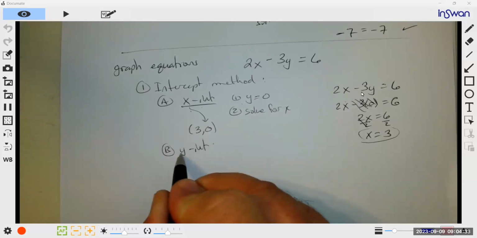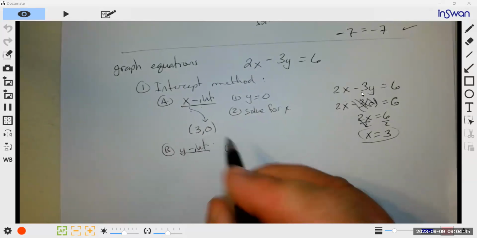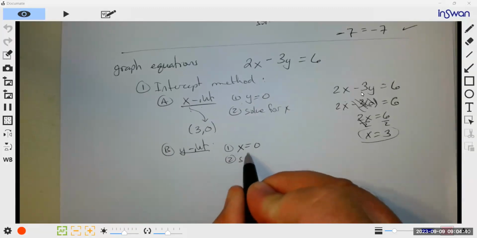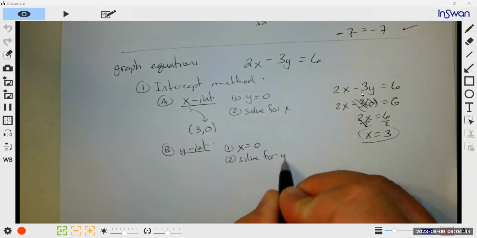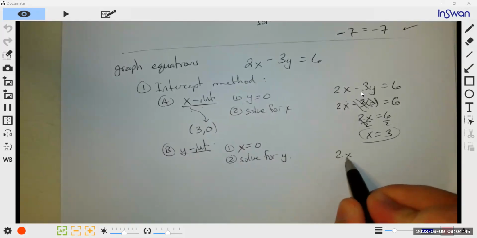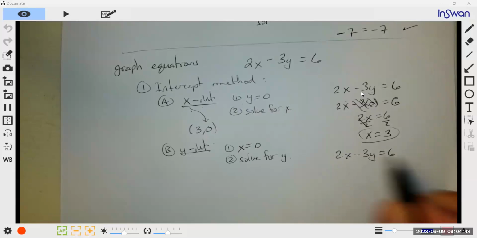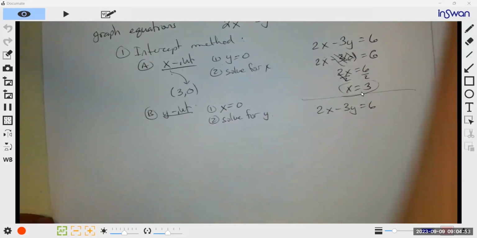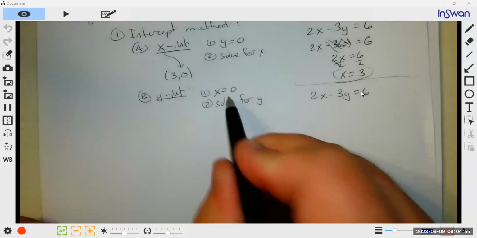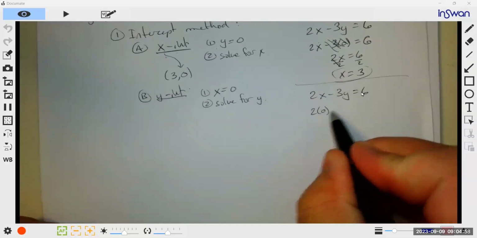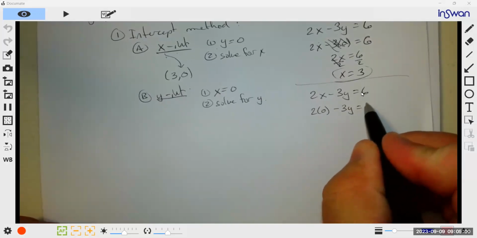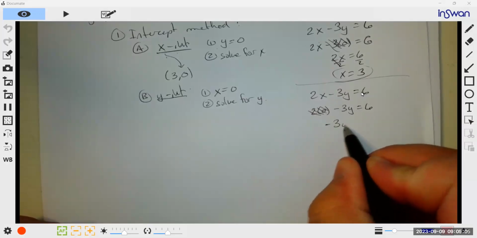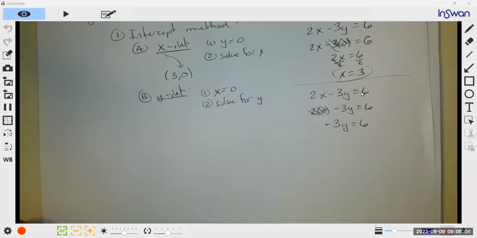Then the y-intercept, since we're looking for the y-intercept, we don't want any x's, so we set x equals 0. Then we solve for y. So again, we set x equal to 0. 2 times 0 is 0, so it disappears. We have -3y equals 6.